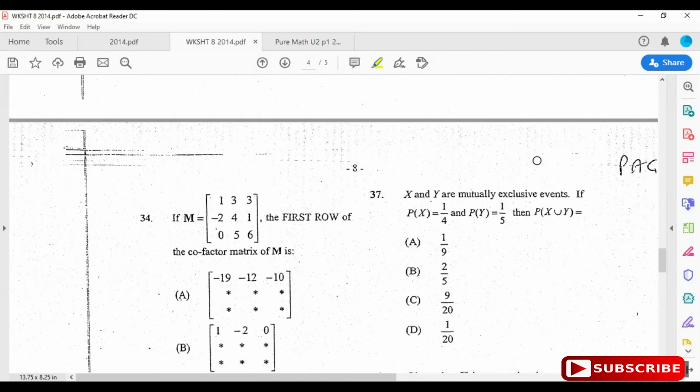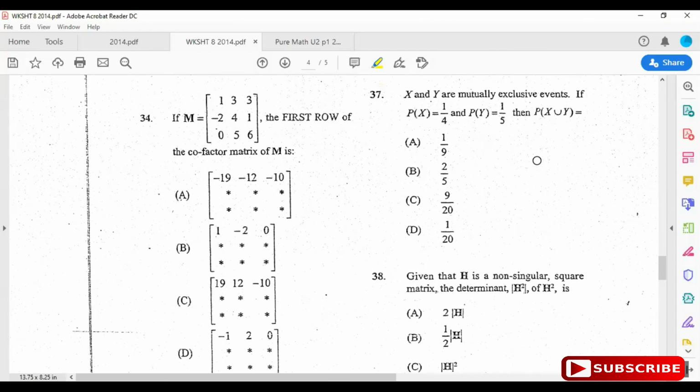All right. Question 34. It tells us M is equal to this. What's the first row of the cofactor matrix? So we need a cofactor of 1. The cofactor of 1 would be 4 times 6, which is 24, minus 5. So it is 19. Am I right?